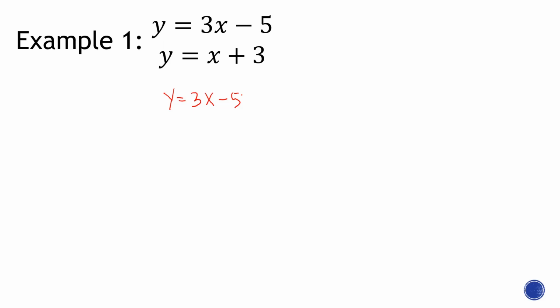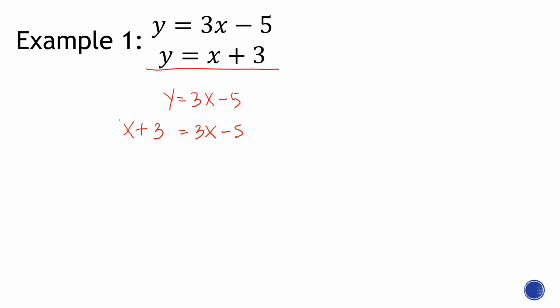So that means what I will do here is I will replace the y in the first equation by the expression of the value of y of the second equation. So this is what will happen. Instead of writing y, I will write x plus 3. Why? Because according to the second equation, y equals x plus 3. So now we have an equation that has one variable only. The next step here is just to solve for the variable x.